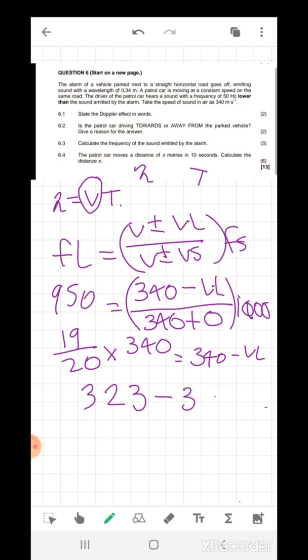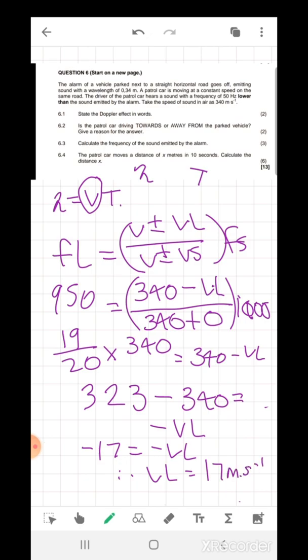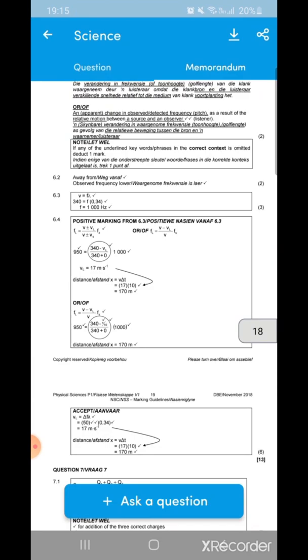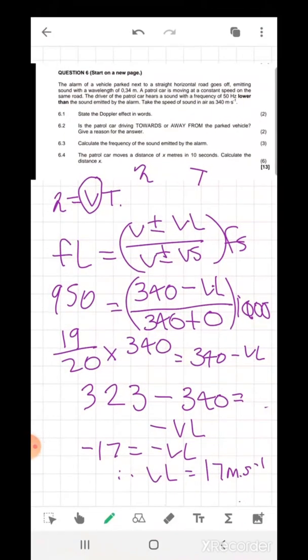Minus 340 is equal to minus VL. So that minus 340 is minus 17, which is equal to minus VL. Therefore, the velocity of the listener is 17 meters per second. I just want to make sure that that answer is actually correct. Yeah, it's correct.